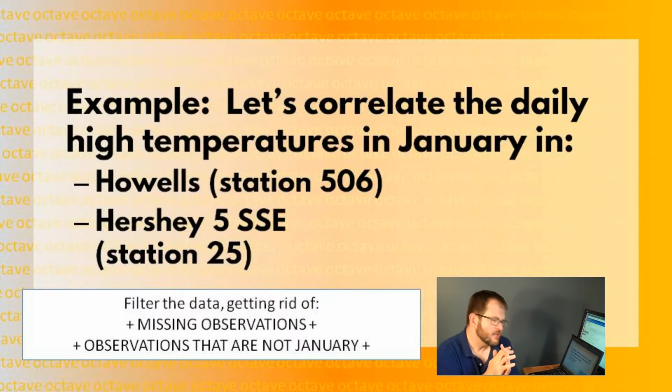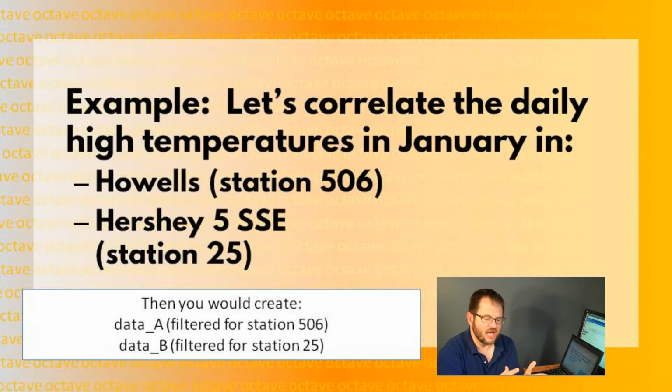And so on. Now, I'm not going to show you the beginning part of how this project would work. You're going to have to use your database operations and logical indexing to remove any data that are missing, and to clean it up by getting rid of everything but January. For this particular problem, I just want to know January's correlation between Howells and Hershey's high temperatures. Now I've got this cleaned up data set. It's got no missing values anymore. It only has the January data.